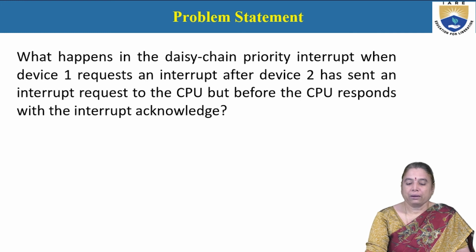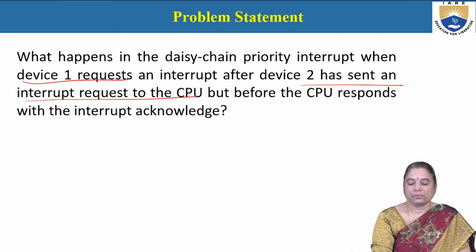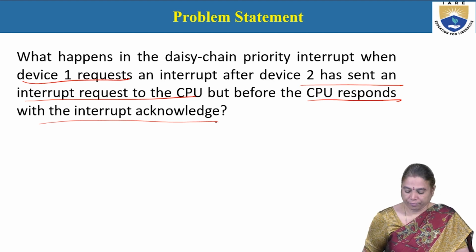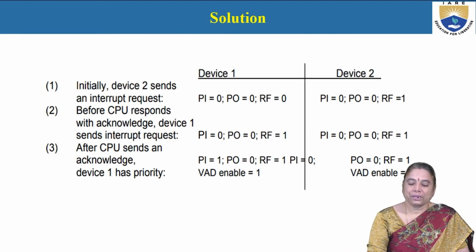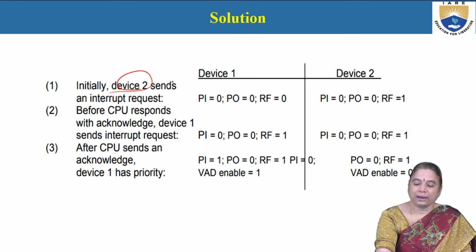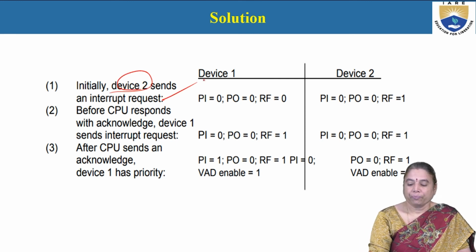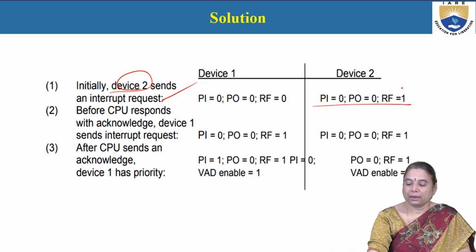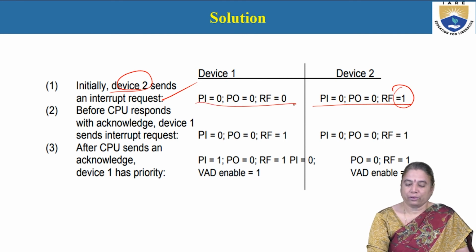Next problem statement. What happens in the daisy chain priority interrupt when device 1 requests an interrupt after device 2 has sent an interrupt request to the CPU, but before the CPU responds with the interrupt acknowledge? So first initially device 2 sends an interrupt request. So device 2 priority in, priority out can be 0 and RF is equal to 1. Why? Because this device can raise the interrupt. Device 1, all parameters can be 0.